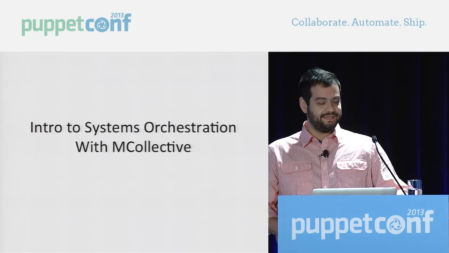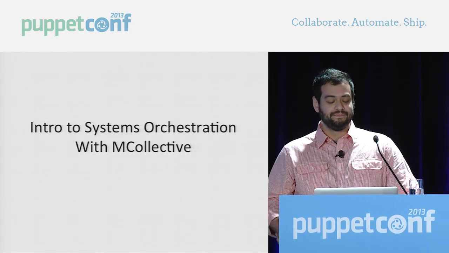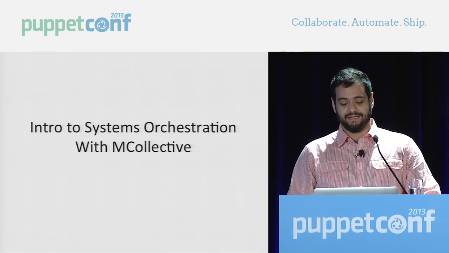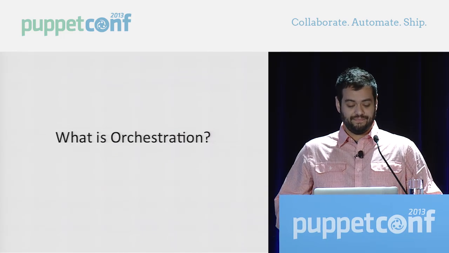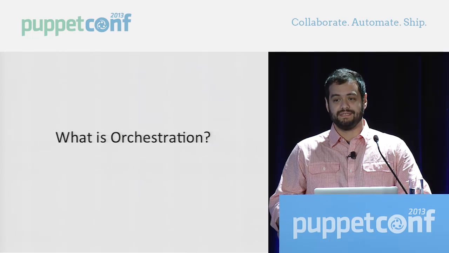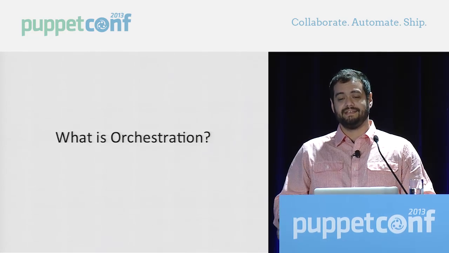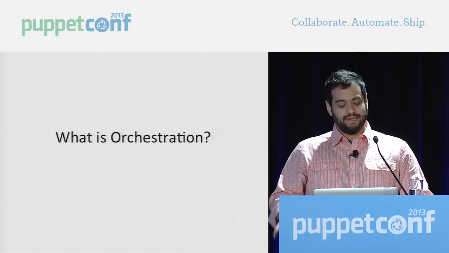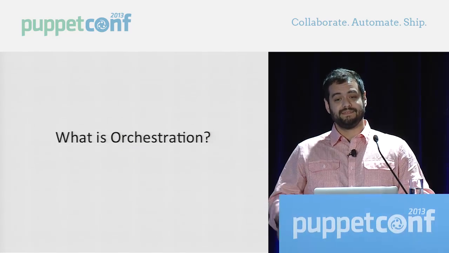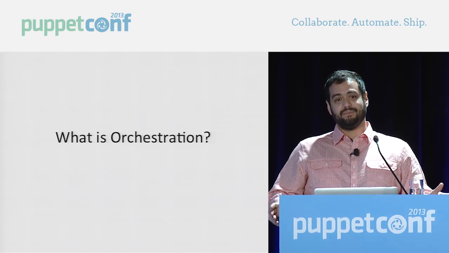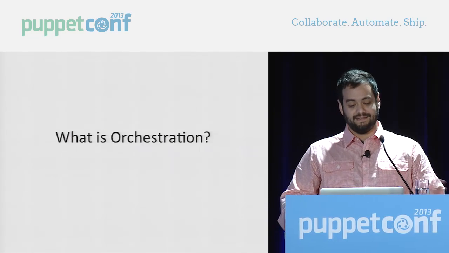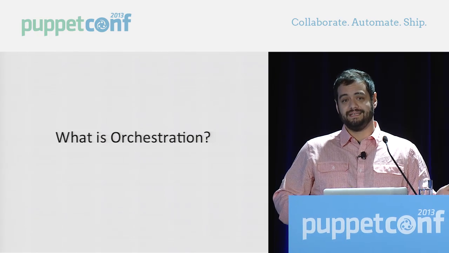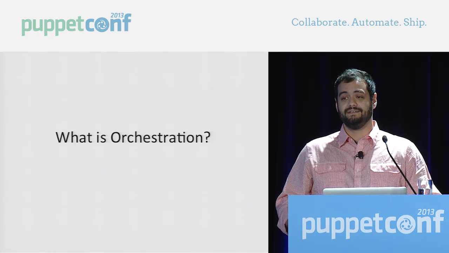So yeah, as you mentioned, I'm a tools engineer at Jive Software. And I'm going to talk a bit about systems orchestration with MCollective. So, first off, what is orchestration? I'm sure everyone can make some sort of an educated guess as to what it would be. But I'm going to define it as the automated coordination and management of multiple systems. The level of complexity can definitely vary, but that's what I want to start with. I'm basically going to focus on some ideas and concepts and how they relate to using MCollective here.